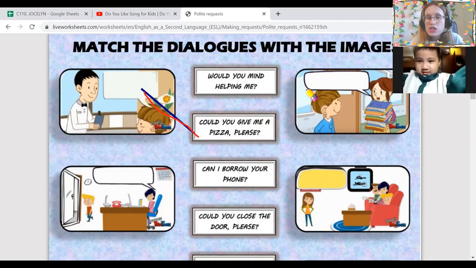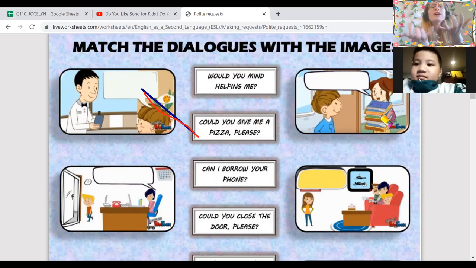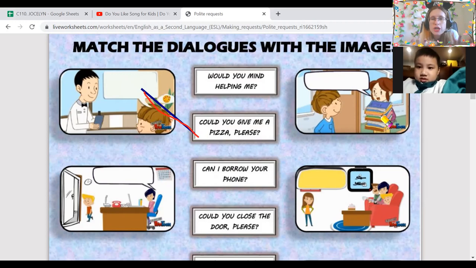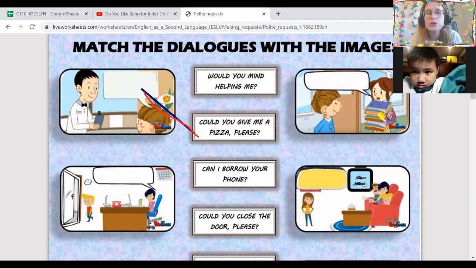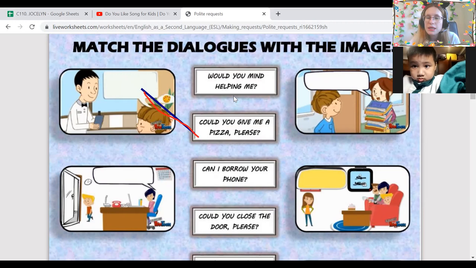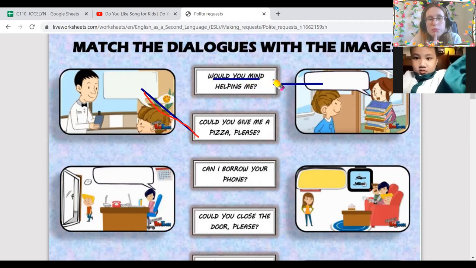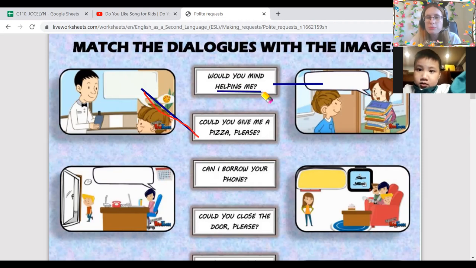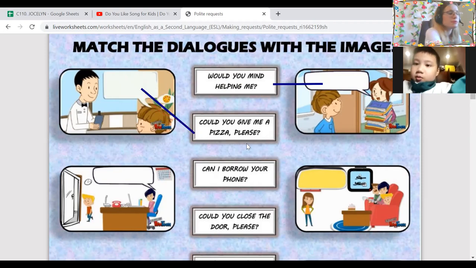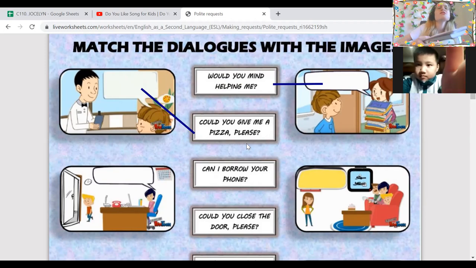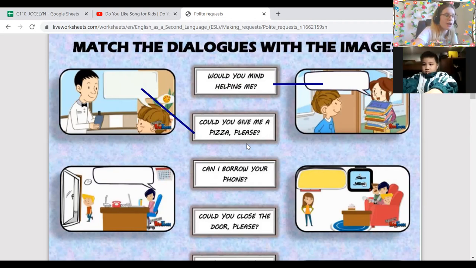Good. Next one. This girl's carrying these heavy books. What should she ask the boy? Would you mind helping me? Would you mind helping me? Very good. Good job. Okay, let's have a look.